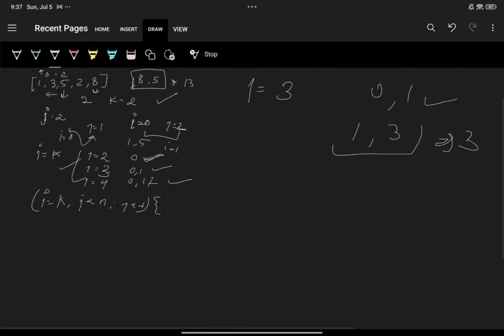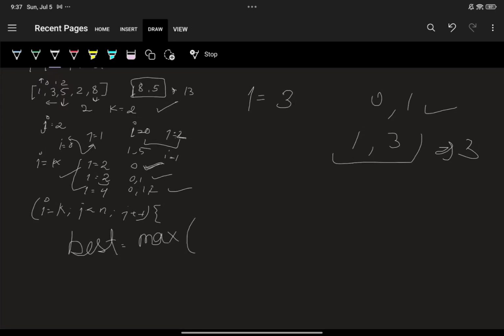Yeah. So I'll take the maximum, and the maximum will be what? 3. So I'll take best equals to maximum of best, comma, my array of, and this value will be what? How can I give this value? I can give this value like j minus k. As j minus k would be what? j equals to 2, and k equals to also 2. j minus k equals to 0, and nums of 0 equals to 1.